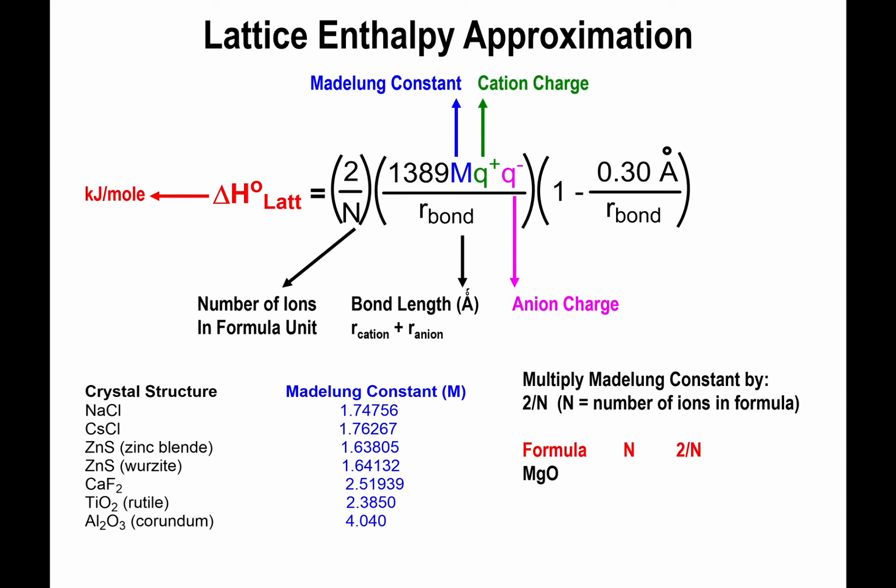So just to give you an idea, if your salt is magnesium oxide, you have 1 magnesium and 1 oxygen, so that's 2 ions. If you have magnesium nitride, you have 3 magnesiums and 2 nitrides, so that's 5 ions. And if you have magnesium chloride, you have 1 magnesium and 2 chlorides, which is 3 ions.